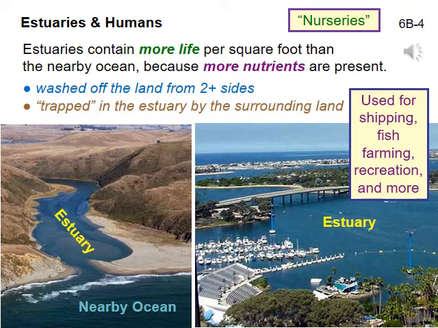Estuaries are valuable to people because they provide food. We eat both animals who live in estuaries and animals who live in the ocean but grew up in estuaries.